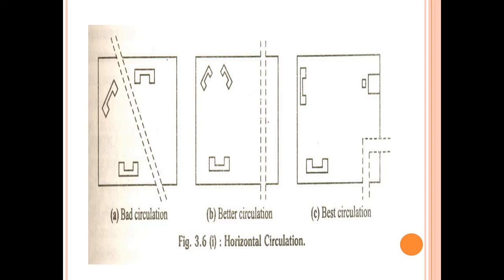But in the same way we are occupying this much area of the room. So another alternative is that we can provide circulation in this way also, so that this particular room will have less consumption of space. And the third case is where we have the circulation from this particular side, so that we will not disturb any part of this room, and there is less consumption of space also. So this is the case of the best circulation.